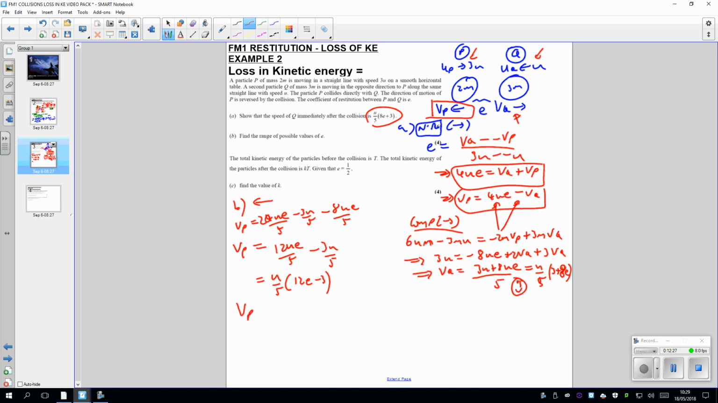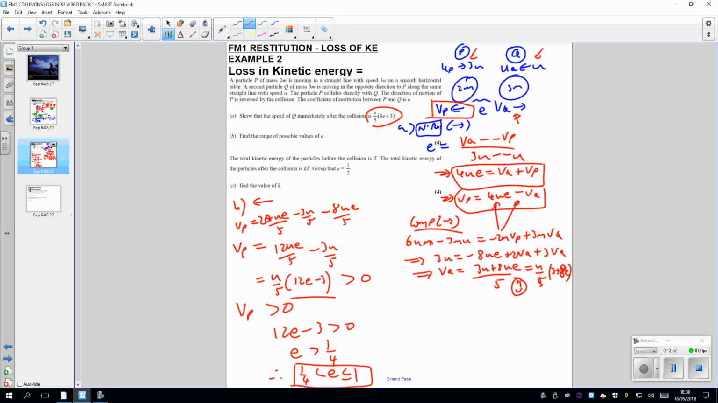So VP must be positive because I assumed it was going left. So that means this thing is bigger than 0. u over 5 cancels. 12e minus 3 is bigger than 0. So e must be greater than a quarter, but we know e can't be bigger than 1, so be careful of that. Now, it is worth noting that I've only checked VP.